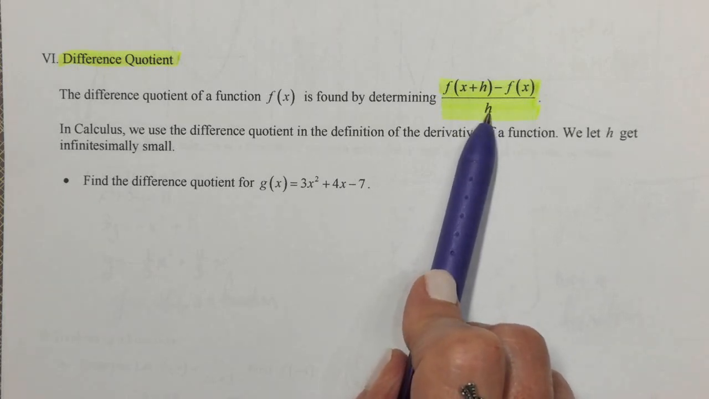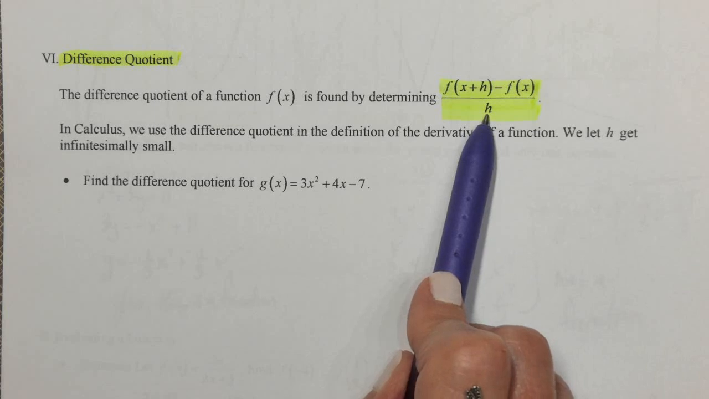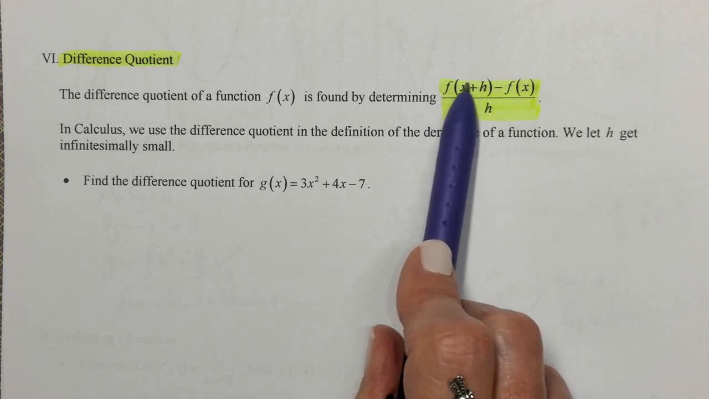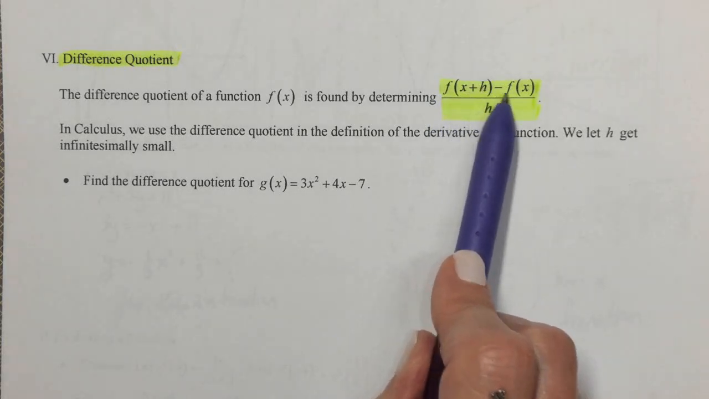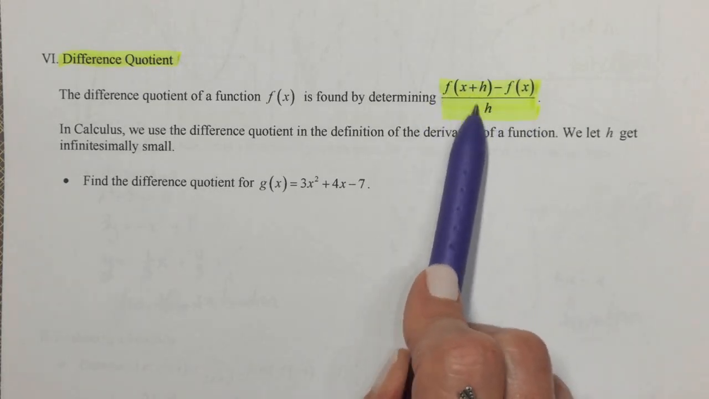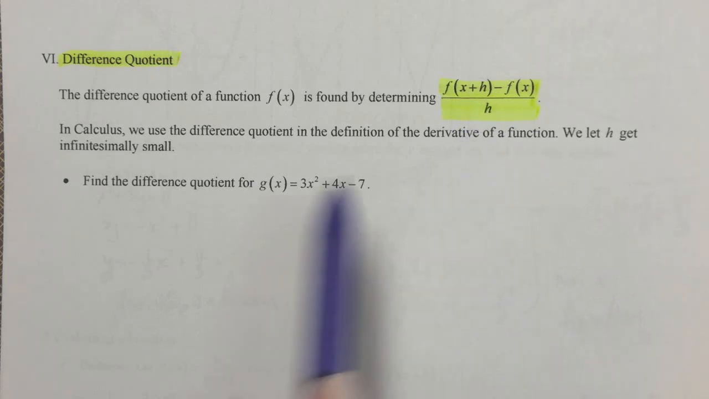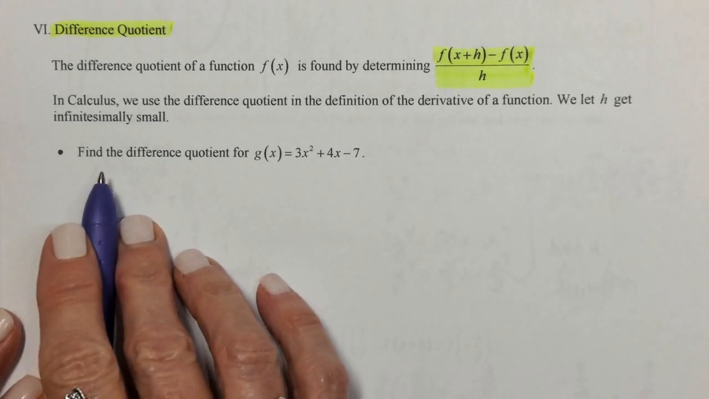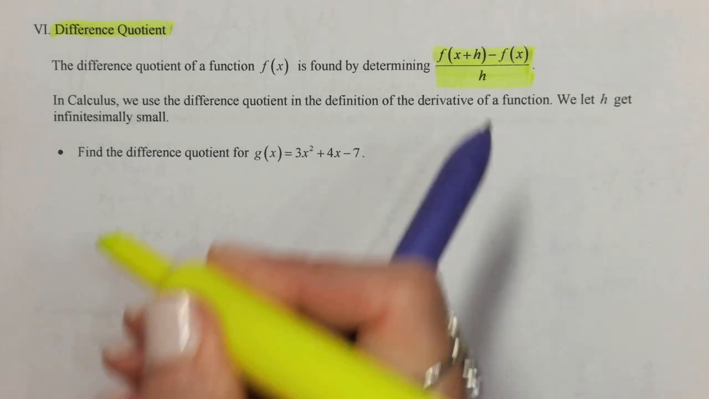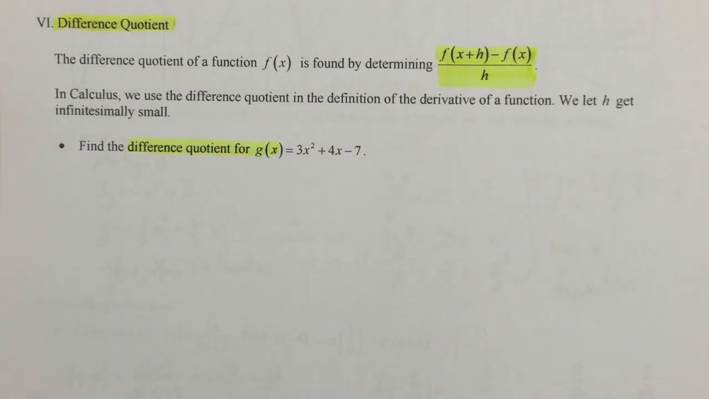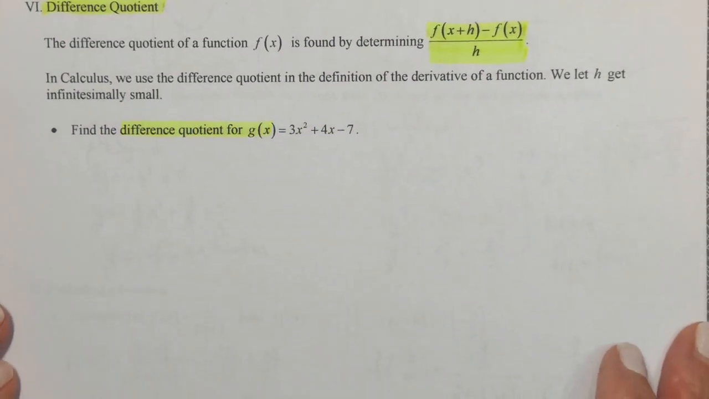But if h is infinitesimally small, then this becomes f of something very close to x minus f of x, so the numerator is getting very, very small, and the denominator is getting very, very small. That is actually the definition of the derivative of a function. Okay, the directions here say to find the difference quotient for g of x. They give us the equation for g of x.